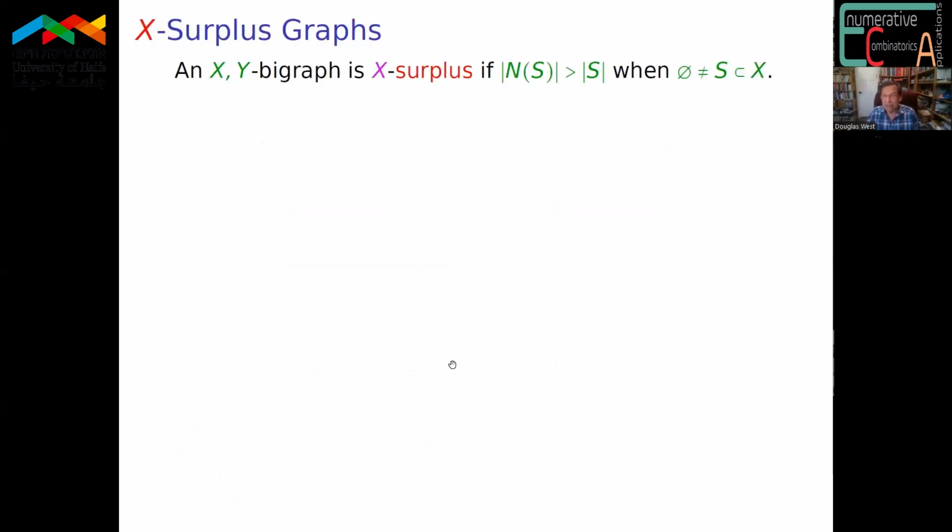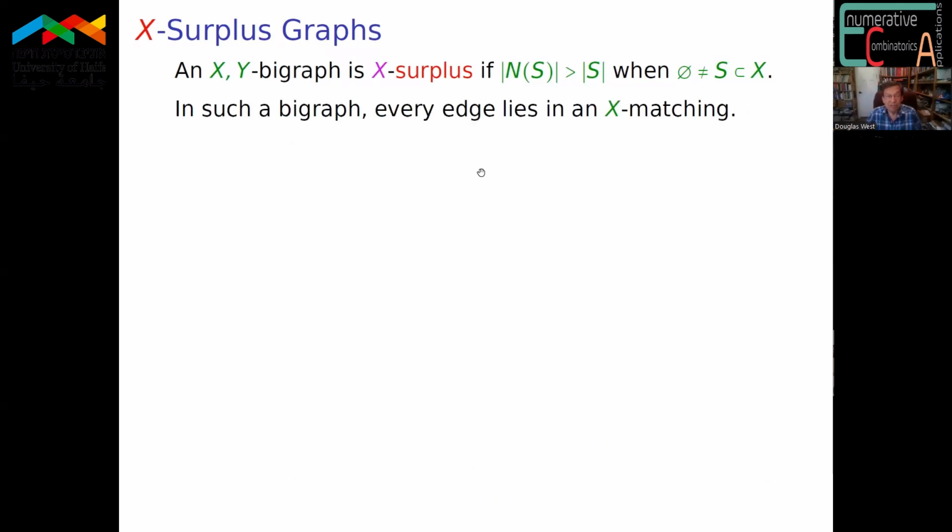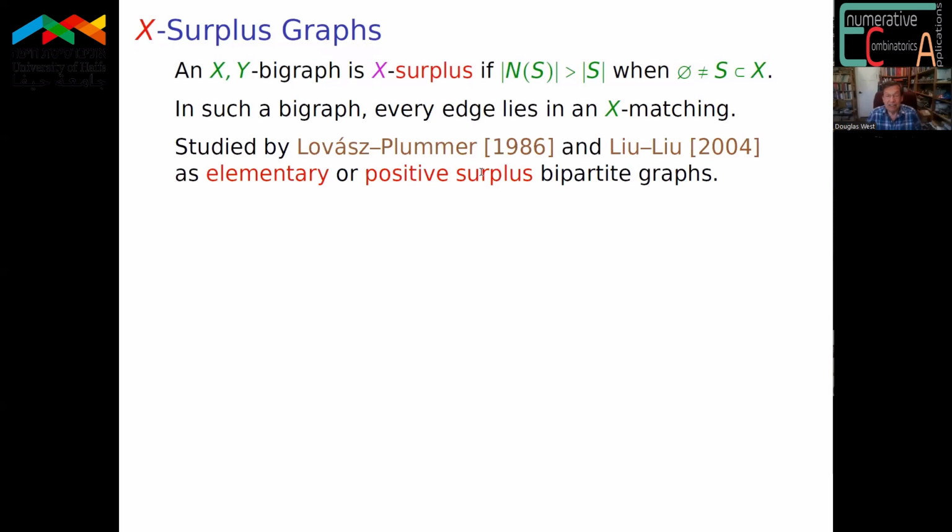Okay. Now we get to something more substantial when we talk about X surplus graphs. Again, an XY bigraph is X surplus if every non-empty proper subset of X has excess neighbors. In such a bigraph, every edge lies in an X matching. These families were studied by Lovász and Plummer in 1986 and by Liu and Liu in 2004. They were called elementary graphs or positive surplus graphs without the restriction to bipartite graphs. So when we restrict to bipartite graphs, bipartite multigraphs, we're calling this X surplus.